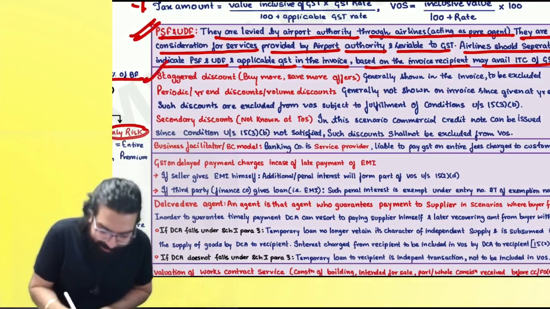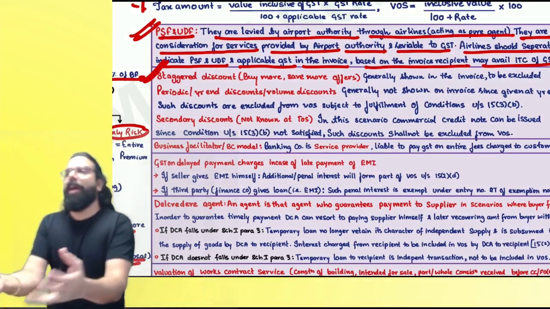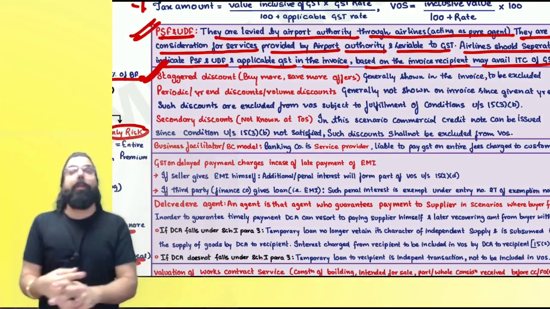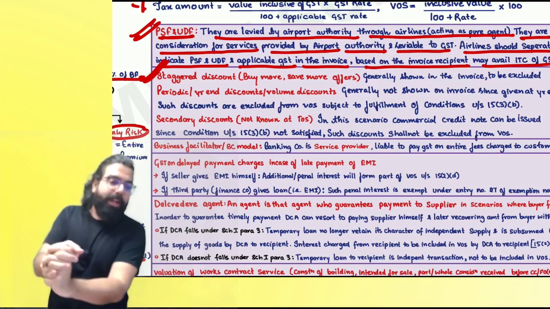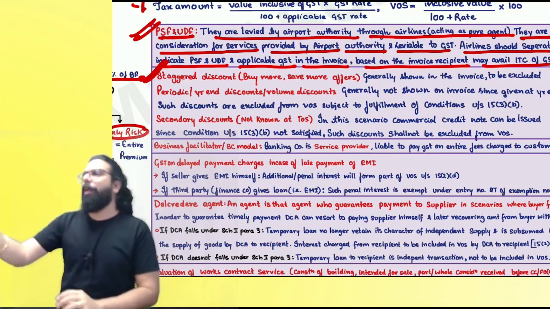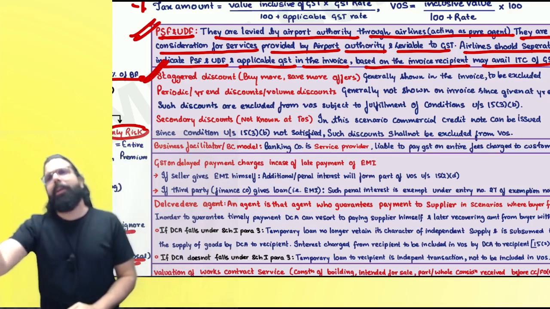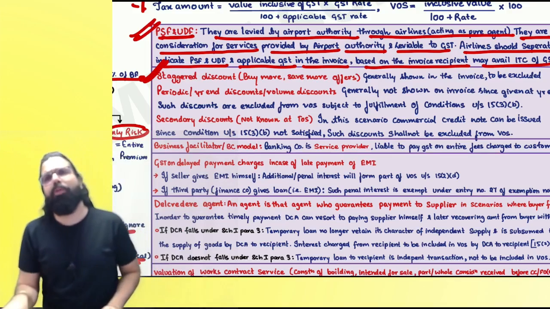Everyone over here, staggered discount. What do you mean by staggered discount? Buy more, save more. Buy for 10,000, 10% discount. Buy for 20,000, 20% discount. Buy for 30,000, 30% discount. Those discounts are shown in the invoice. It will be excluded from your value of supply.